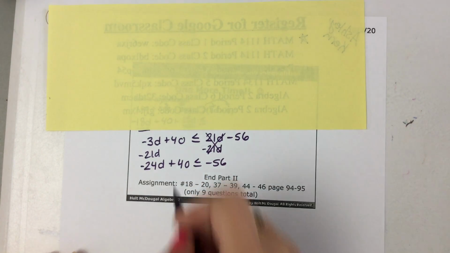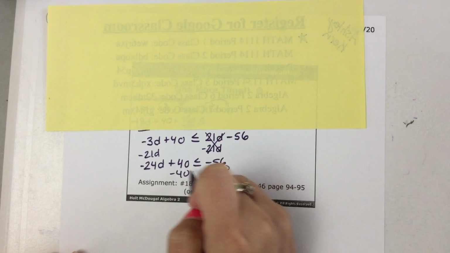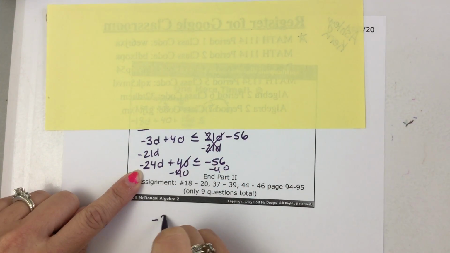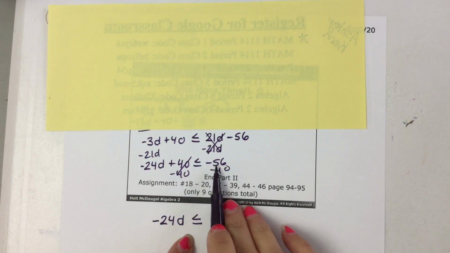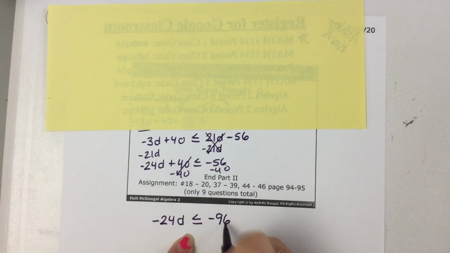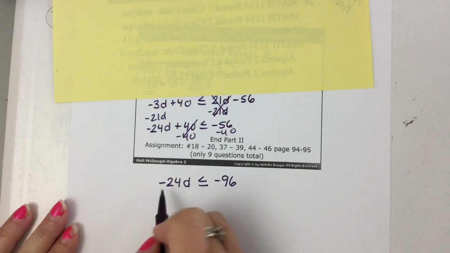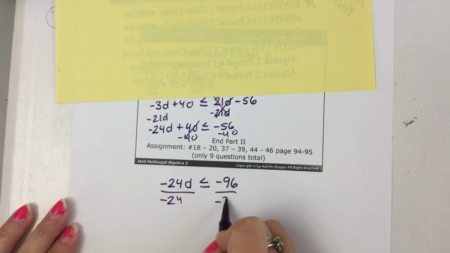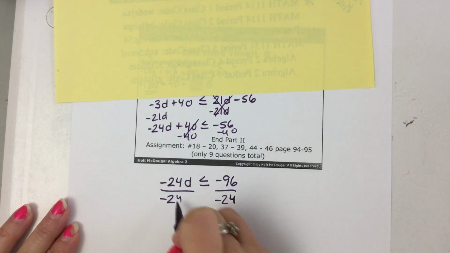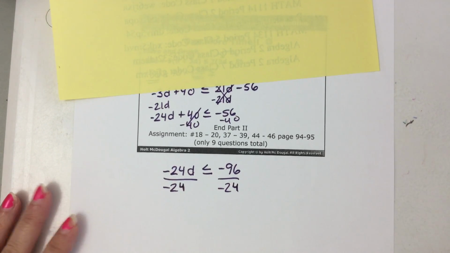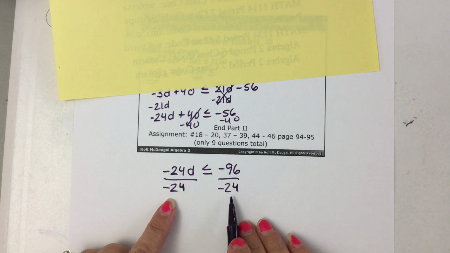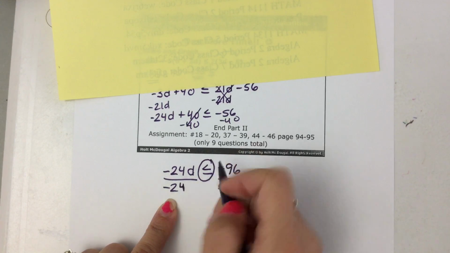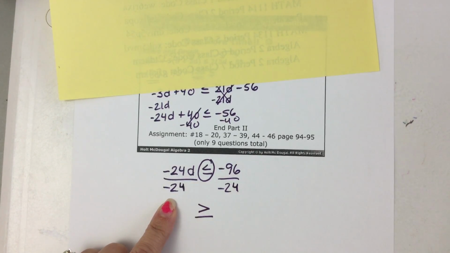If I want d by itself, I need to minus 40 to each side. So I'm just going to come right down here. I have negative 24d less than or equal to negative 56 minus 40 is negative 96. To get d by itself, I need to divide both sides by a negative 24. Now here is an example of where you would have to switch the signs. What I'm doing is I'm dividing both sides by a negative. So in this process, my symbol has to flip directions.